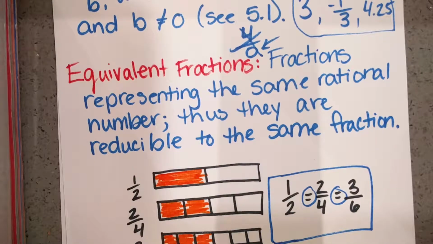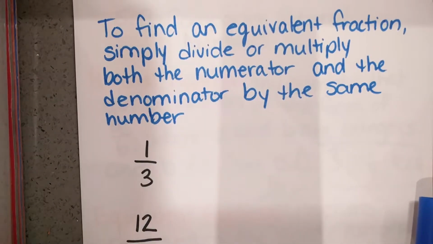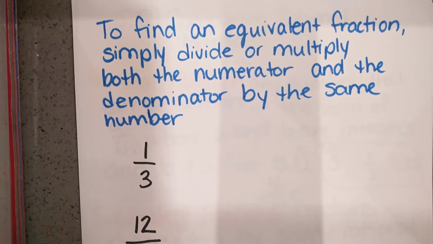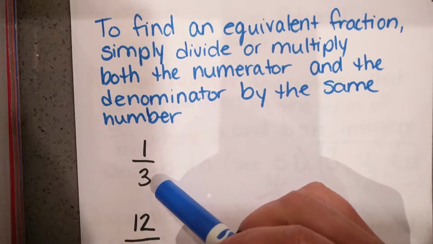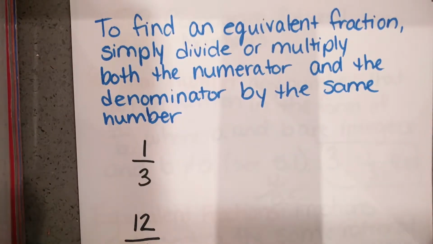Next thing we're going to talk about is how to find an equivalent fraction. There's 2 ways to find an equivalent fraction. You can either divide the numerator and the denominator by the same number, or you can multiply them by the same number. Go one way or the other. In this case, 1/3 is in its lowest form. We can't divide 1/3 anymore. It's as low as it can go.